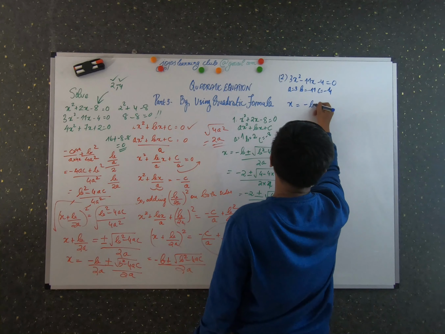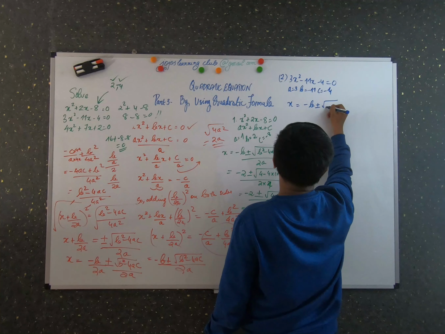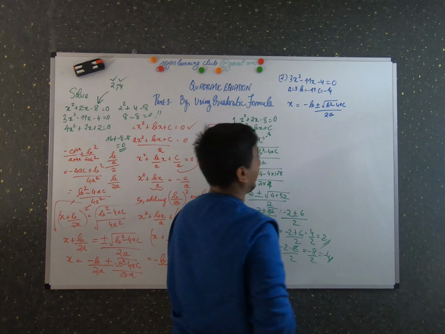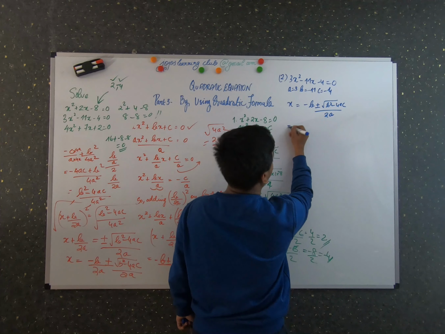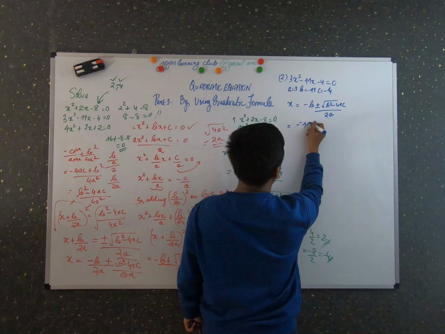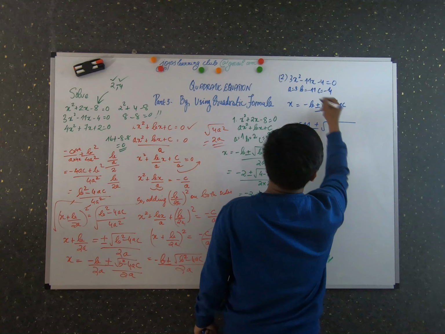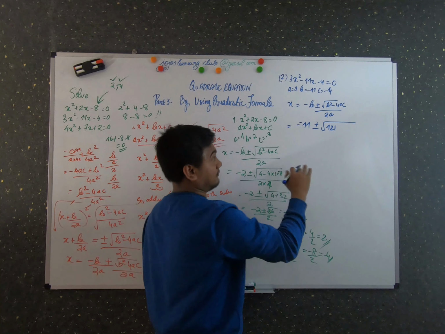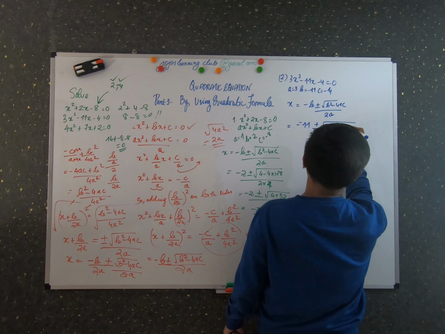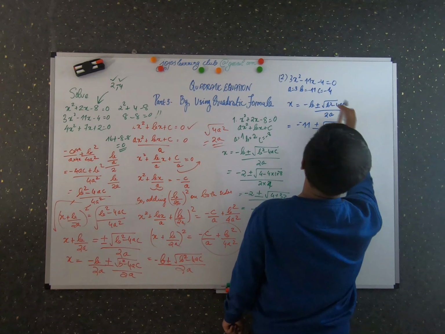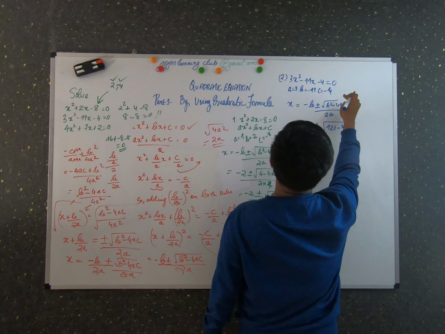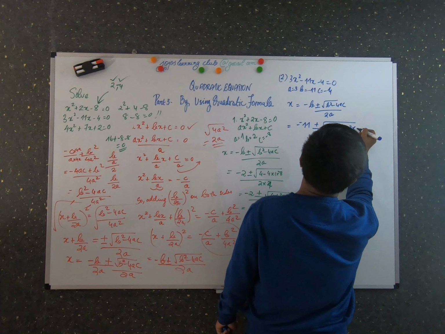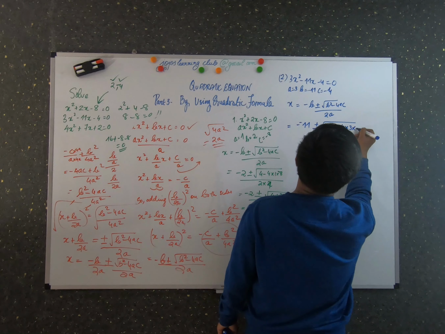x is equal to −b plus or minus the square root of b² − 4ac, all divided by 2a, right? So I'll just substitute all these values to find the roots. −(−11) plus or minus the square root of (−11)², which is 121. I'm not doing all the steps, I'm just finding the final answer. Minus 4 into 3 into c, which is −4.